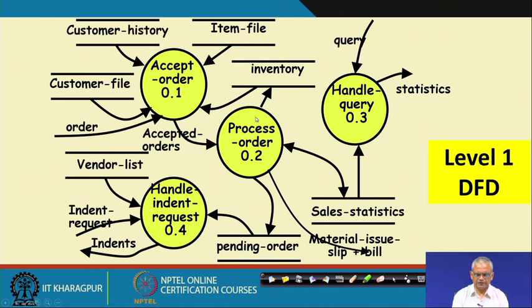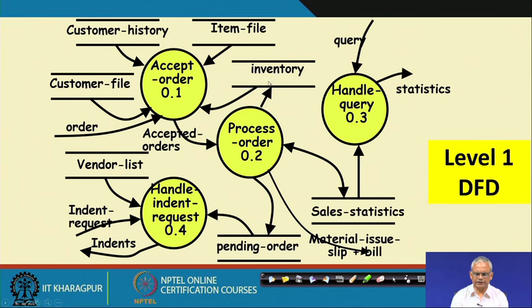The process order looks at the inventory. If the items are available, then it would issue a material issue slip bill, and it would update the sales statistics and also update the inventory. But if the item is not available, then it will record that in the pending order file.